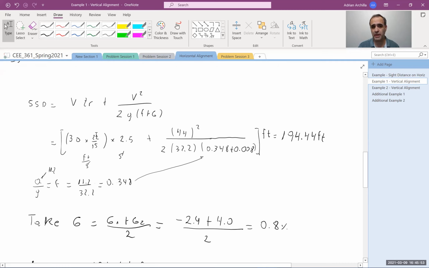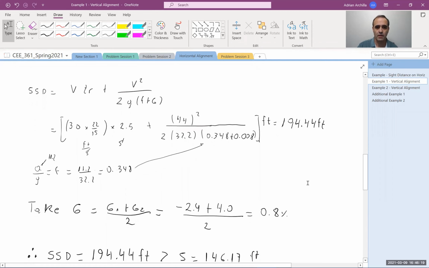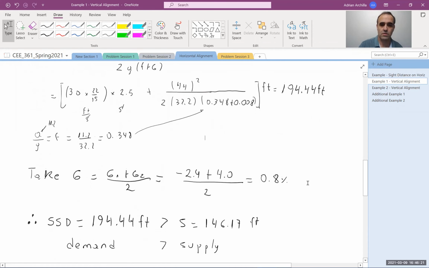The rest is what we have done to compute the stopping sight distance. I plug in the values: the speed converted to feet per second, the perception reaction time, and again the speed, and the friction factor, which according to the standard is defined as a over g. But a is not the acceleration, it's the acceleration on a level grade. So I got this value of 194.44 feet.